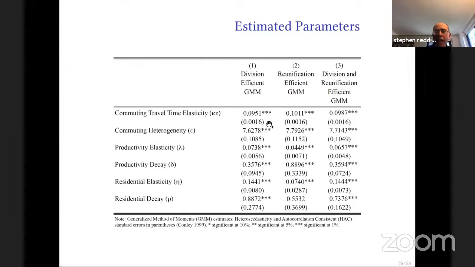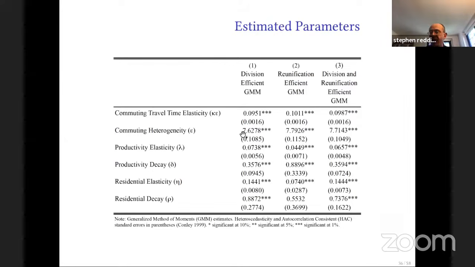Firstly, the commuting travel time semi-elasticity, that composite parameter. The parameter we estimate here in our structural estimation is actually pretty similar to what we got earlier when we just ran a gravity equation on the commuting flow data for the post-reunification period. So that's another kind of nice check. We can now separately identify the Fréchet shape parameter.